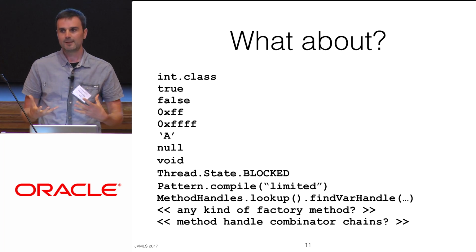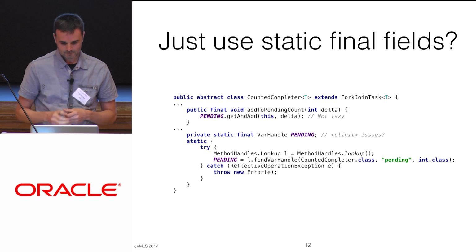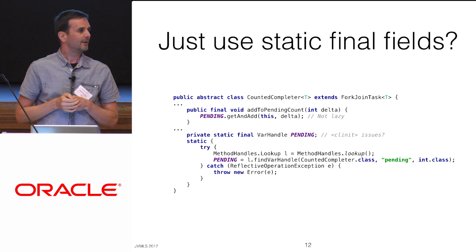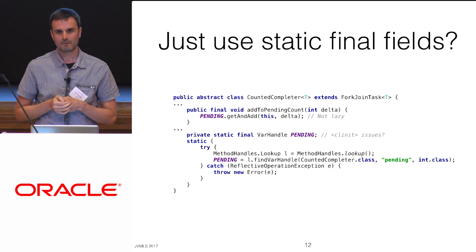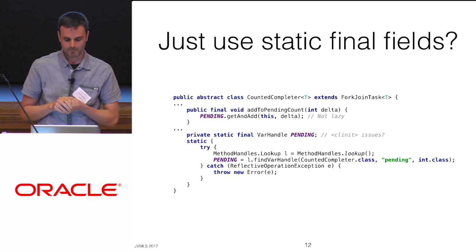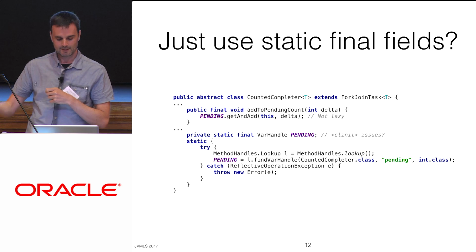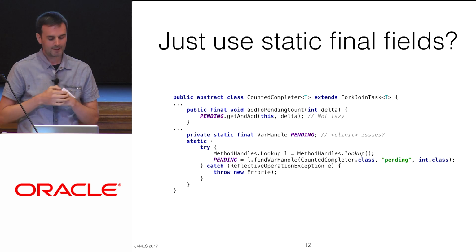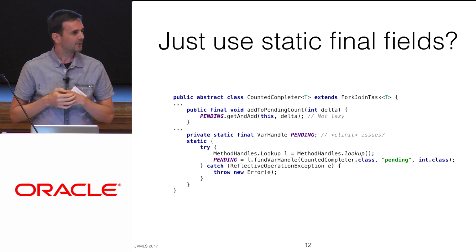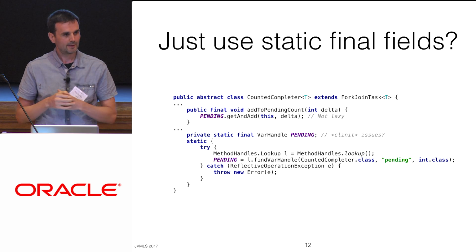So there's 2 generalizations here that we might want to do. So what about just use static final fields? That's kind of what we do today. This is an example of var handle in counted completer. So what we do is in our static initialization block, we look up the var handle and assign it to a static final field. And then in the code, add to pending count, we actually reference that static final field and do some work on it.